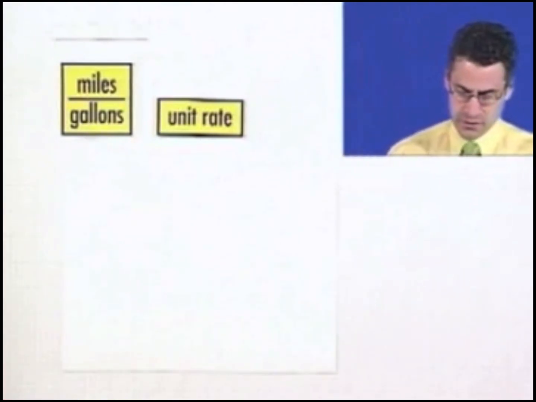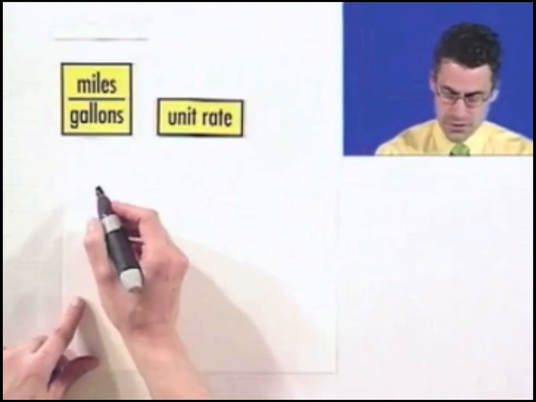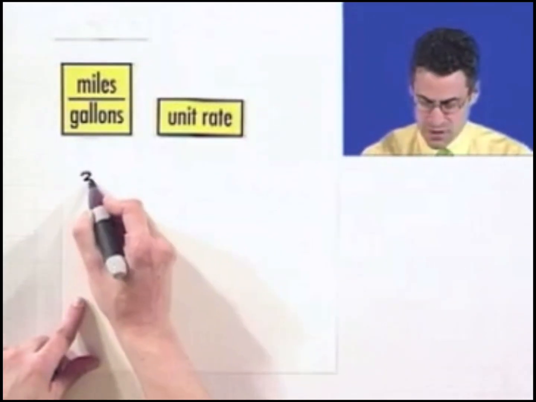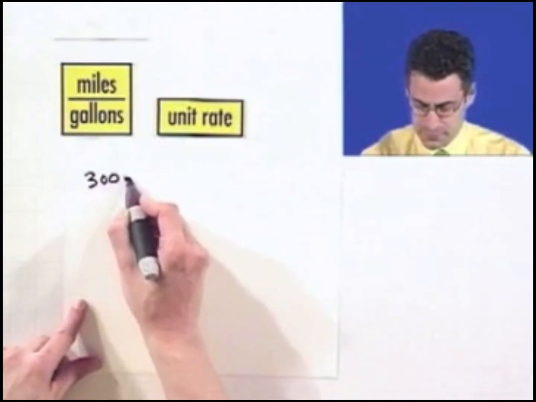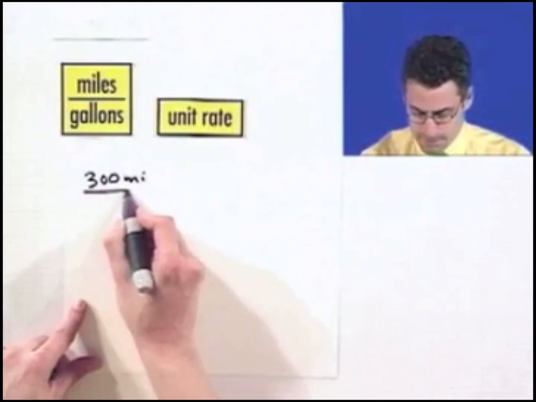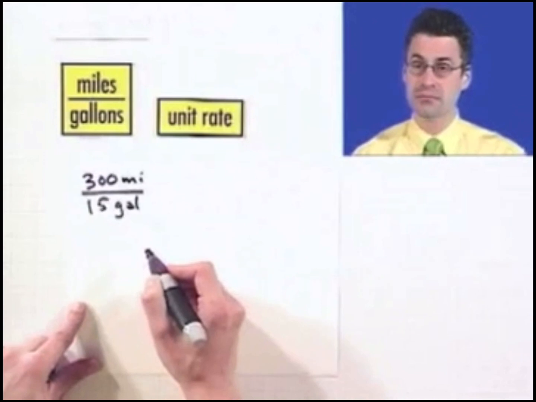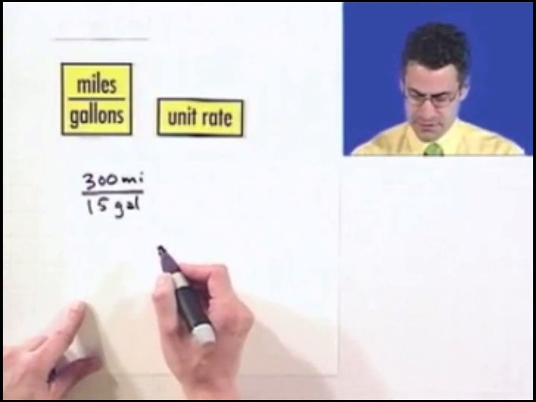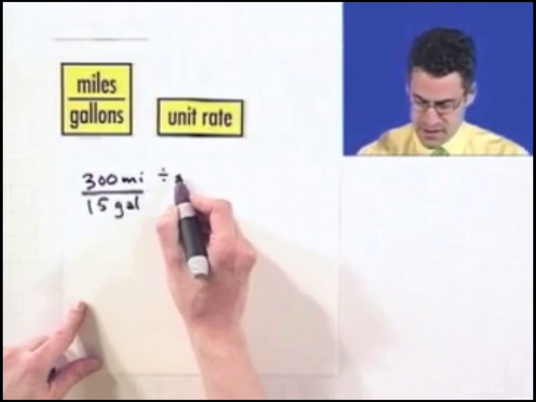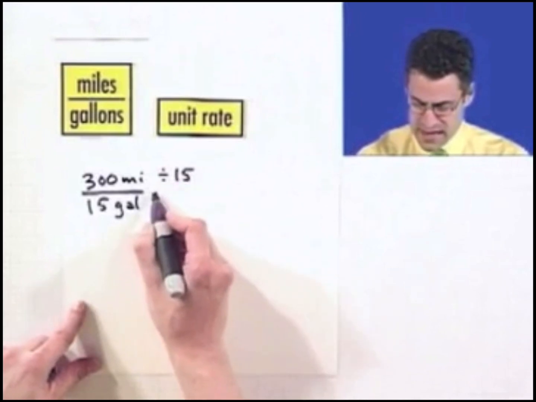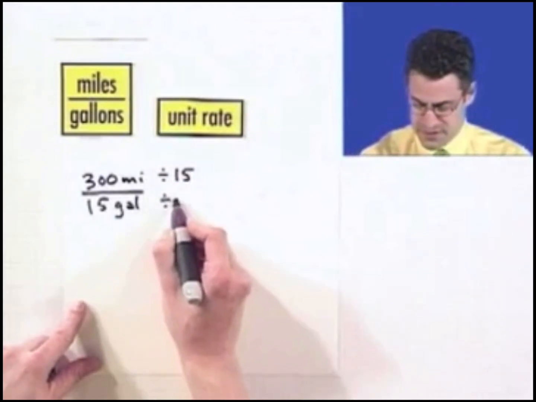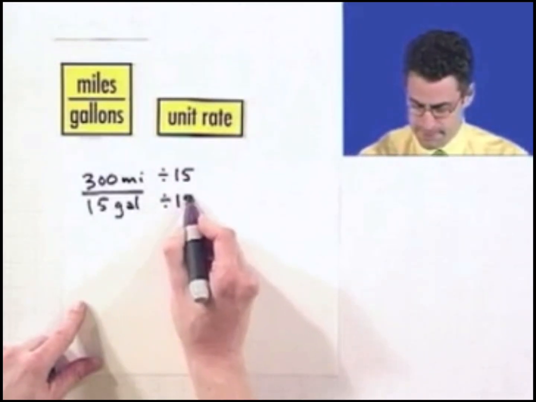Well, what we do is we say, okay, what do we know? Well, the ratio we have here, the rate, is 300 miles per 15 gallons. That's what we're given. And now what we could do is simplify this by dividing the numerator by 15 and the denominator by 15. It won't change this ratio.